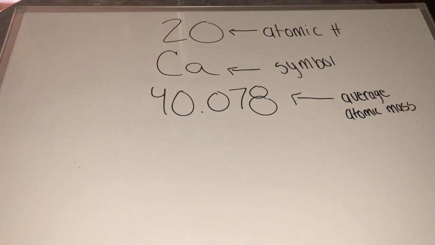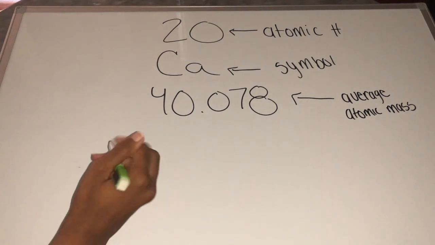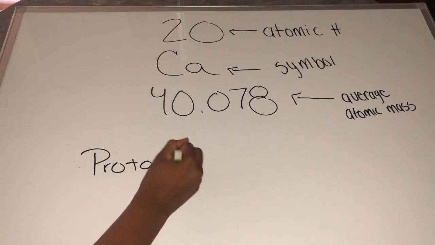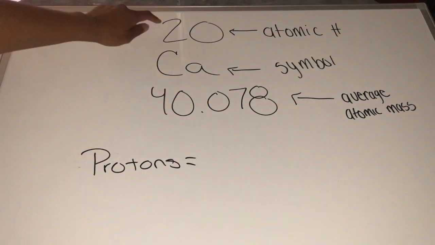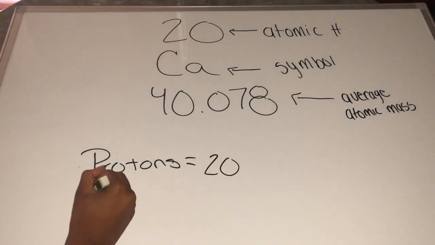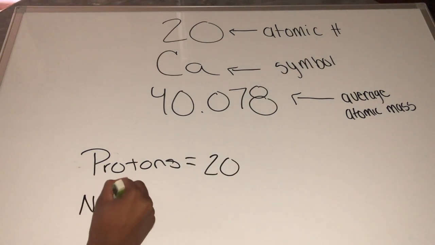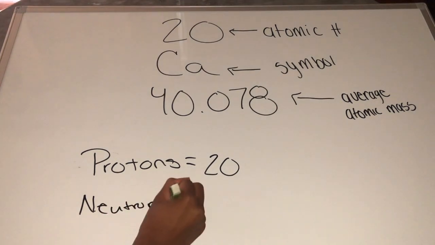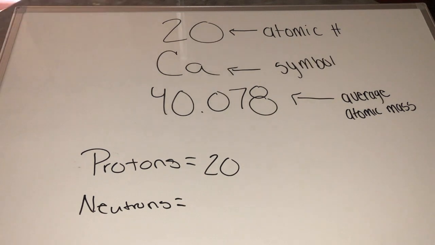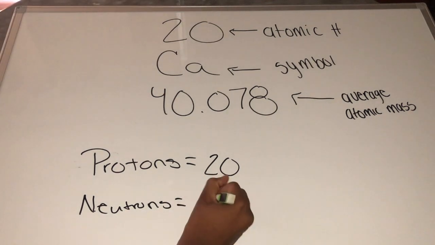Okay, so now we want to find our protons. Our protons are always the atomic number. So for calcium, it would be 20. For neutrons, it's the difference between the atomic mass and the atomic number. So for calcium, it would be 20 again.